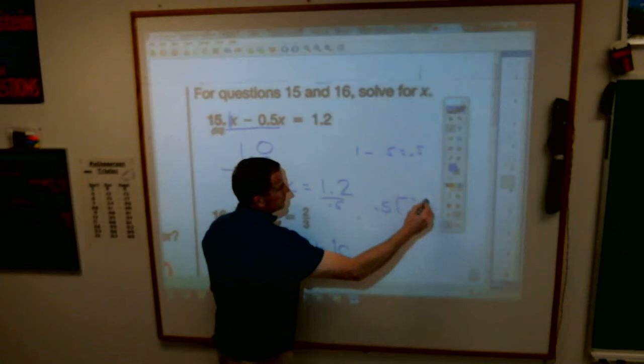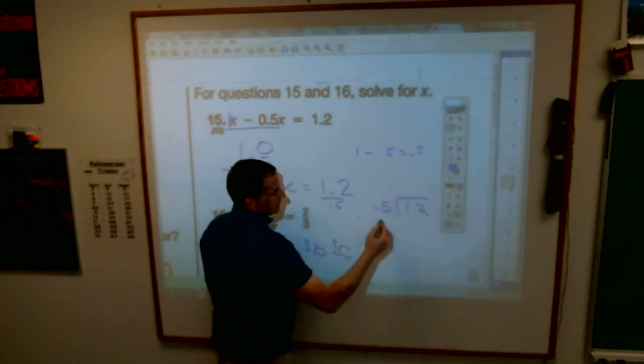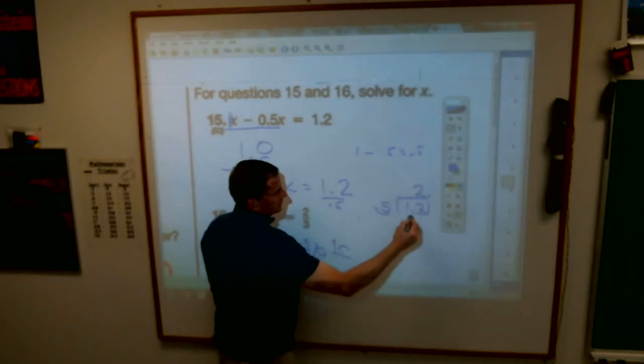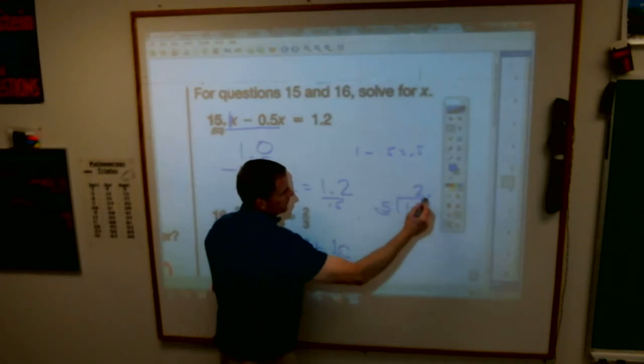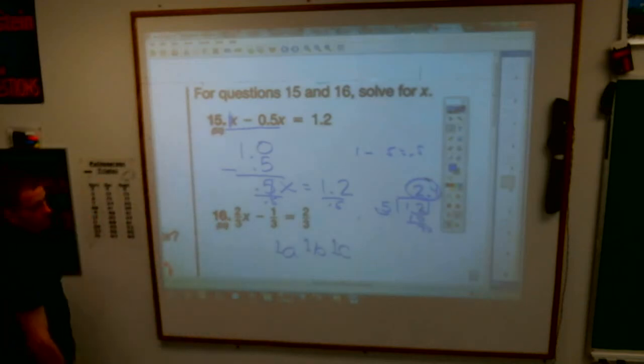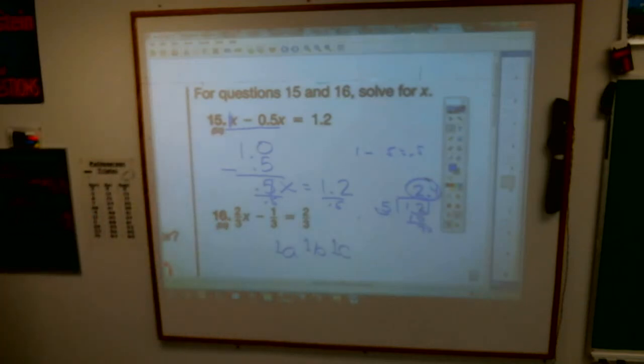0.5 into 1.2. Move the decimal over, move the decimal over, bring it up. 2 is 10. 1, 2, 4. There would be some good notes to solve on that. I'm sure tomorrow's deal is a lot like this. What's 1x minus 0.8x? 2x.